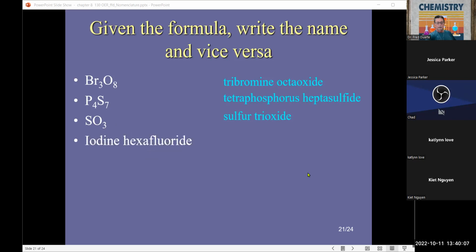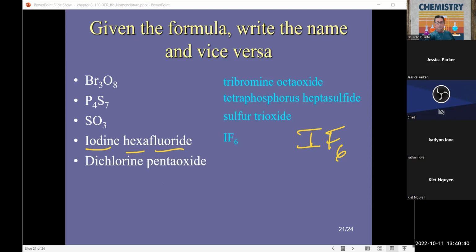And then here you have the name, and you need to determine the formula. So as we were doing with the names, here you write the base formula, which is iodine and fluoride. Okay, the fluoride and the iodine. Now you go back and look at the prefixes, and we got 6 fluorides. So that formula would be IF6.